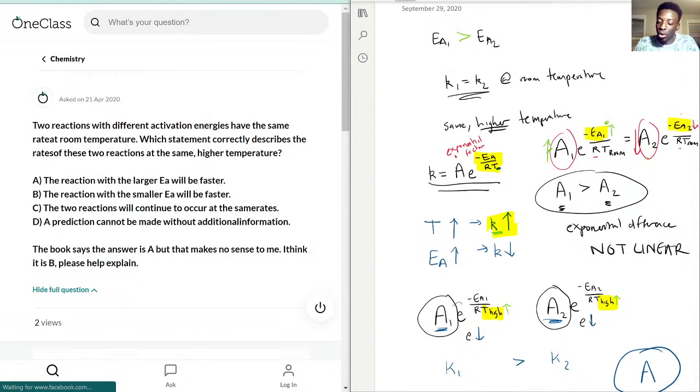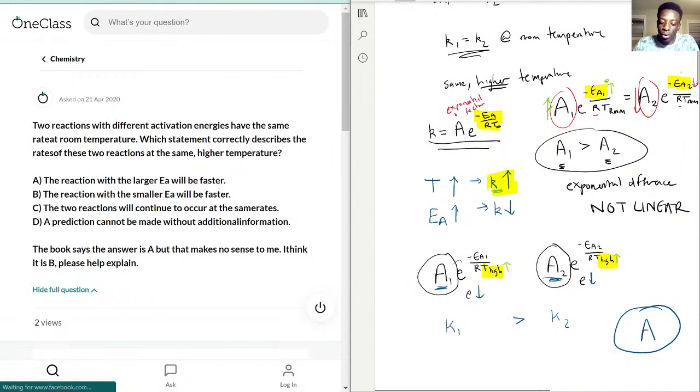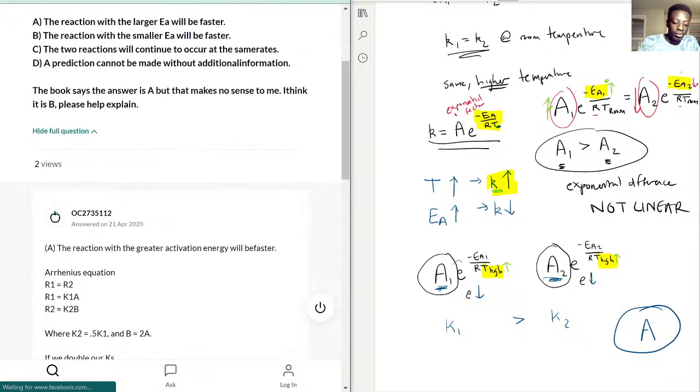So overall, just know the relationships, and most importantly, once you get to the end, you'll see that although both temperatures increased, and that means that E dropped, because the exponential factor is greater than the second one, that's what makes it so that this one is able to have a larger K1 than the other one. Okay?